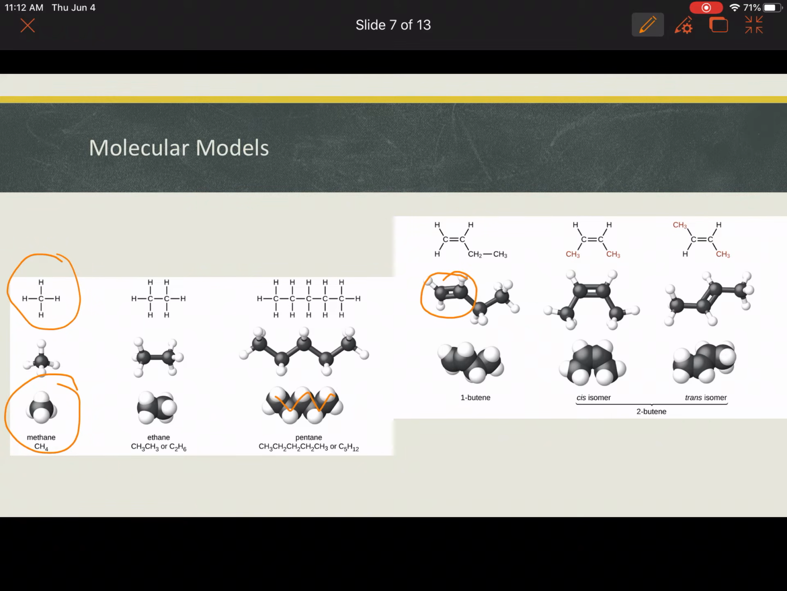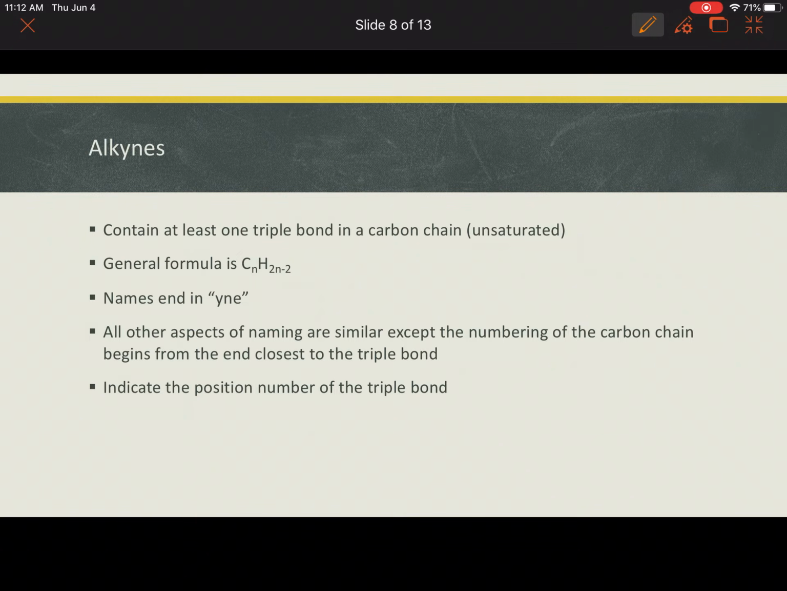Again, you would learn more about that later on. I just wanted you to be aware of how the models work here. Okay, now we're going to look a bit at alkynes.